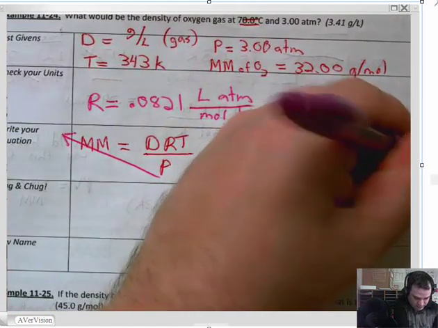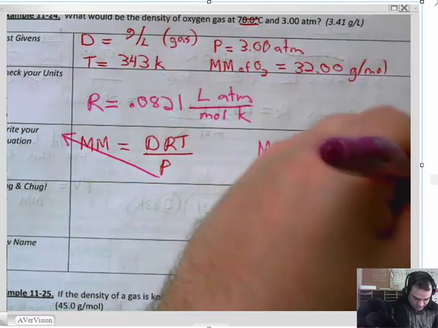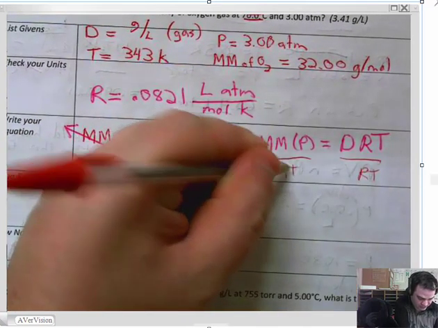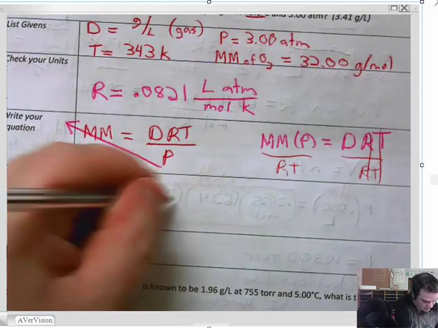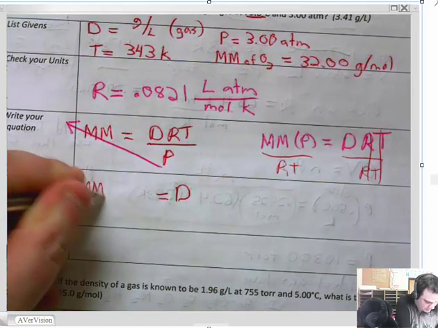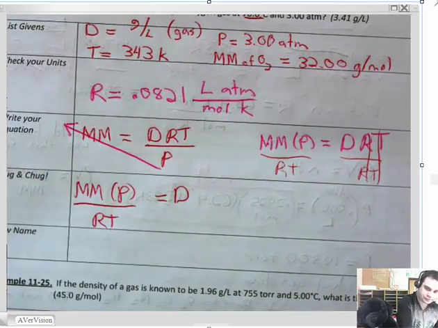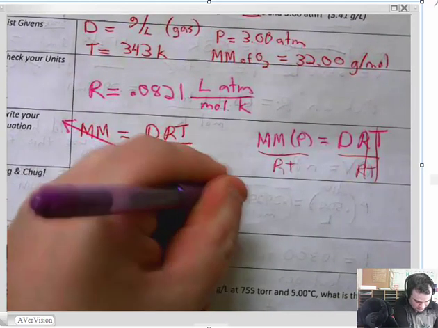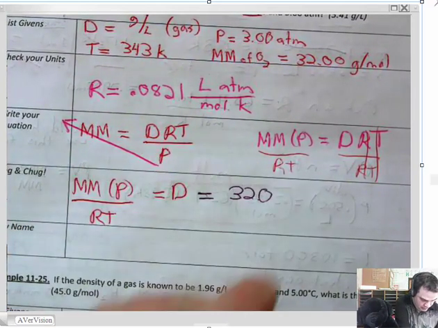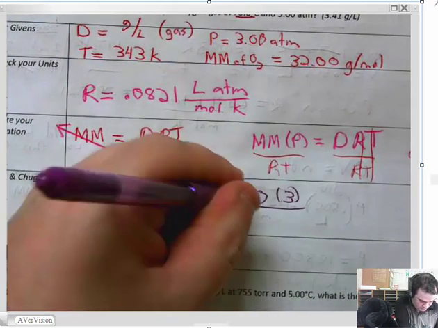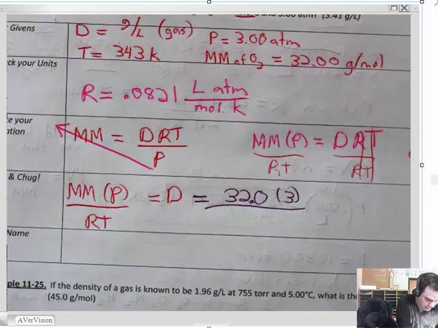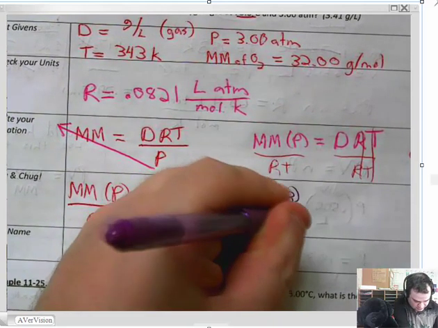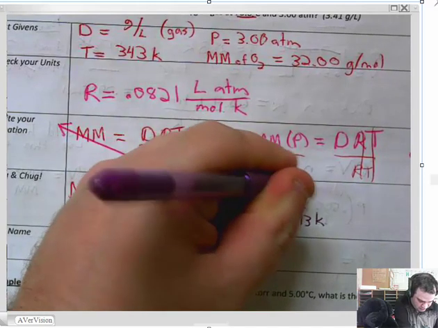Then you're going to see me divide by RT. I divide both sides by RT, so these cancel and these cancel. So I know that D is equal to molar mass times P over RT. So D is going to be equal to 32.0 times 3 divided by 0.0821 divided by 343. I probably should have put my units in for some of these things.